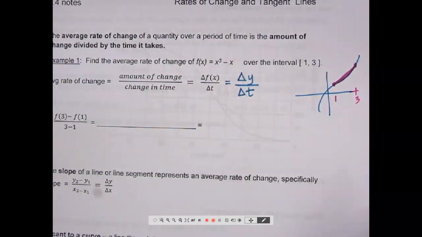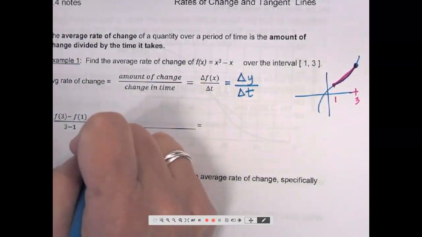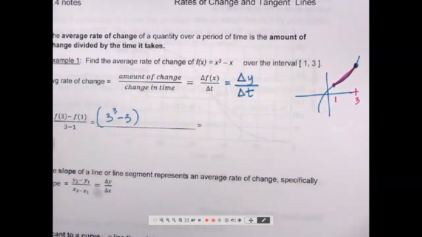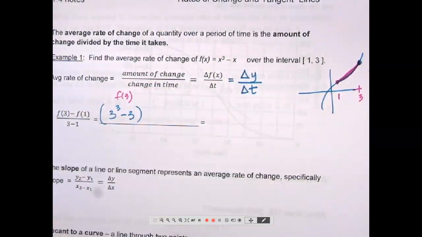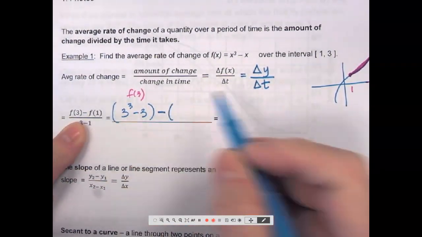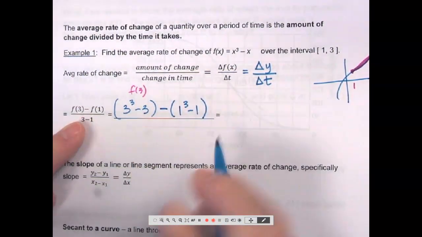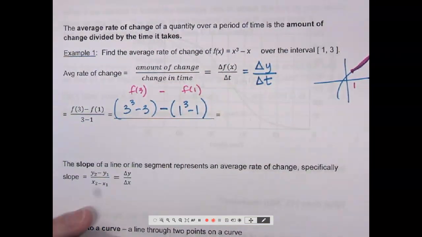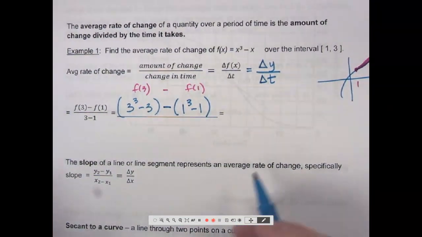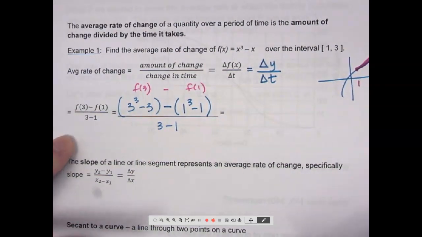Okay, so change in y. What I'm going to do is find the y coordinate at that ending point, the right-hand point. If I wanted to find that y coordinate, I would sub 3 into the function. So f of 3 means 3 cubed minus 3. That is f of 3. Subtract the beginning y coordinate, f of 1. If I said find f of 1, we're going to sub 1 into the function to find the y value that goes with it. So I just found f of 3 minus f of 1. Then in the bottom, I'm going to subtract the x's, 3 minus 1. So that's change in y over change in x.